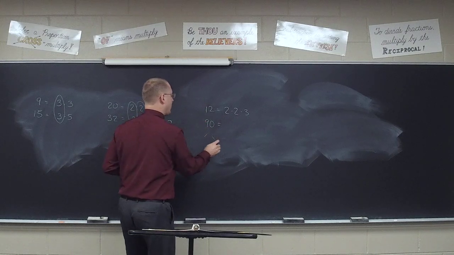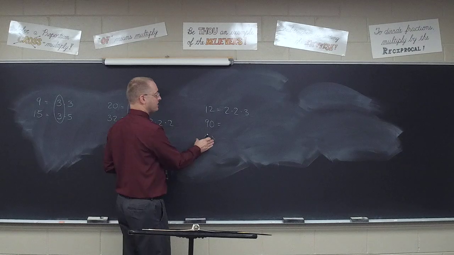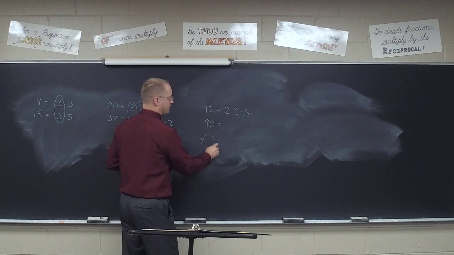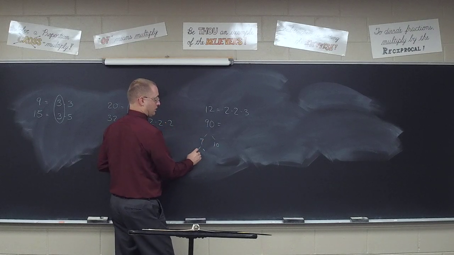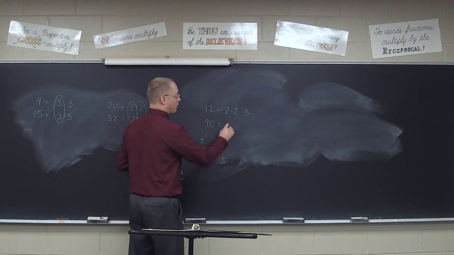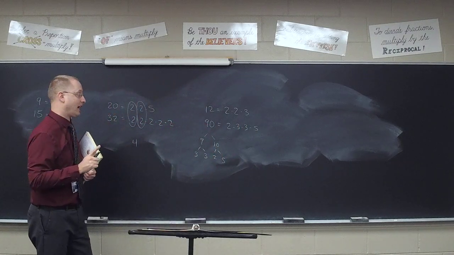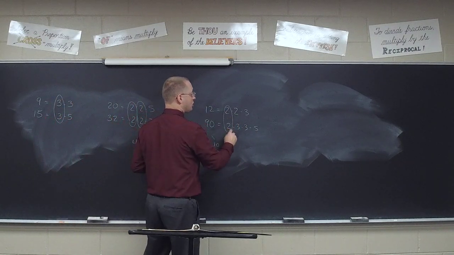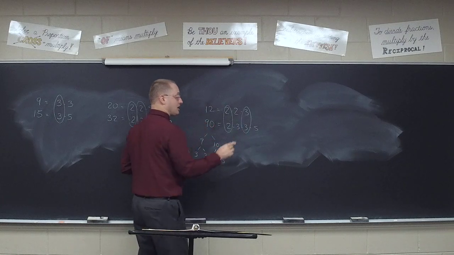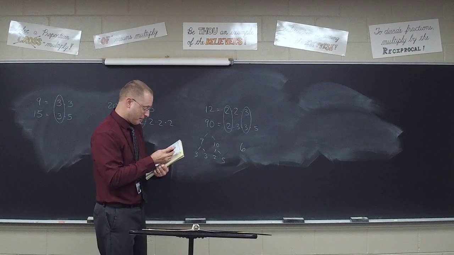The 90's fun. Let's do this one together really quick, Jalen. 90, probably the most natural way to split a 90 is to say 9 times 10, but then the 9 splits into 3 times 3 and the 10 splits into 2 times 5. And so if we were to list them in order, we'd have a 2 times 3 times 3 times 5. Now, what do they have in common, class? A 2 and a 3. So what's the greatest common factor, class? 6 is our greatest common factor.